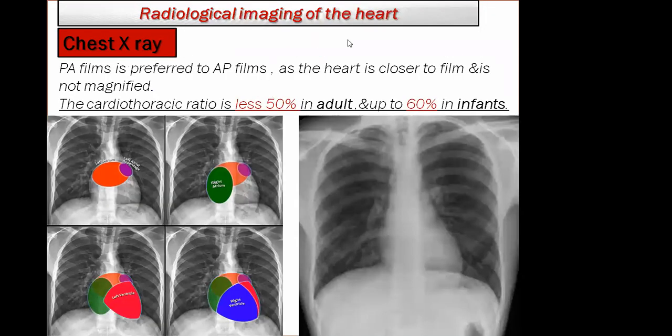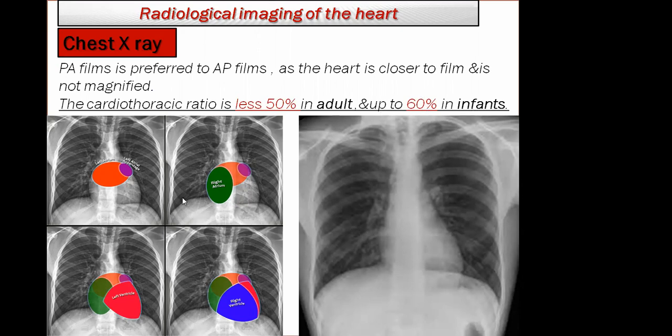Radiological imaging of the heart, chest X-ray. The PA film is preferred to the AP, as the heart is much closer to the film and is not magnified. The cardiothoracic ratio is less than 50% in adults and up to 60% in infants.